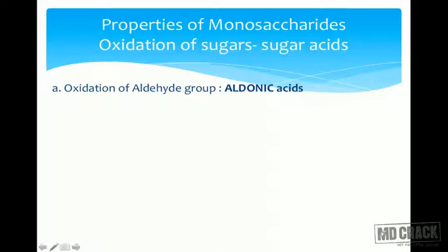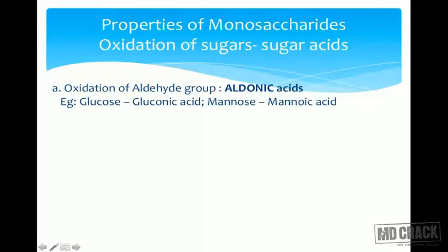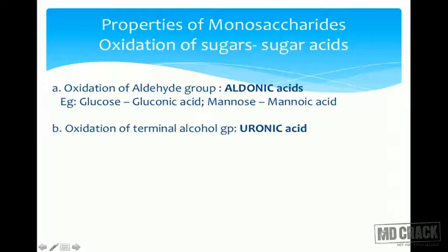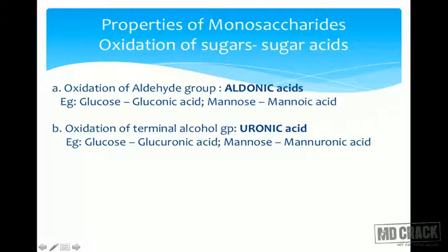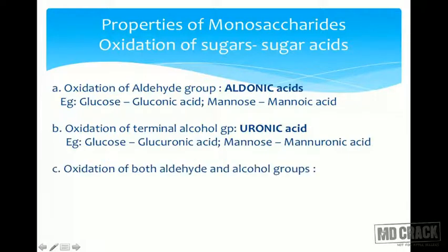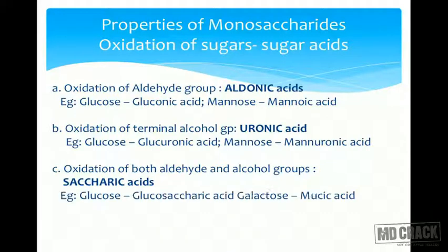If the oxidation occurs at the aldehyde group, we get the aldonic acids. Example, glucose is converted to gluconic acid, mannose is converted to mannonic acid. If the oxidation occurs at the terminal alcohol group, we get uronic acid. Example, glucose is converted to glucuronic acid, mannose to mannuronic acid. And oxidation of both the aldehyde and the alcohol group results in the formation of saccharic acid. Glucose forms glucosaccharic acid, galactose will form mucic acid.